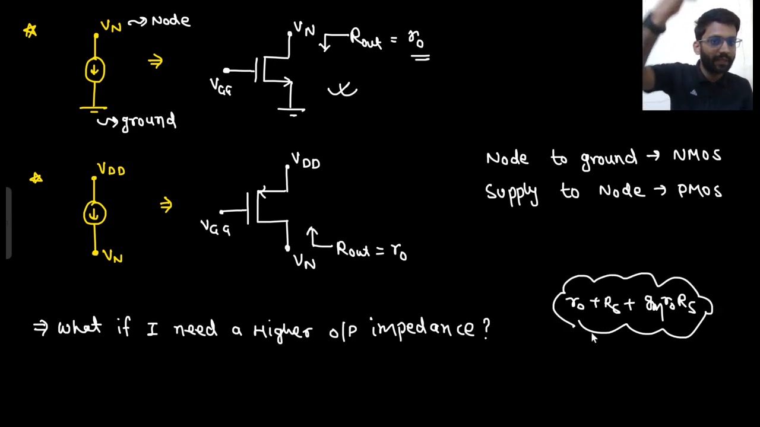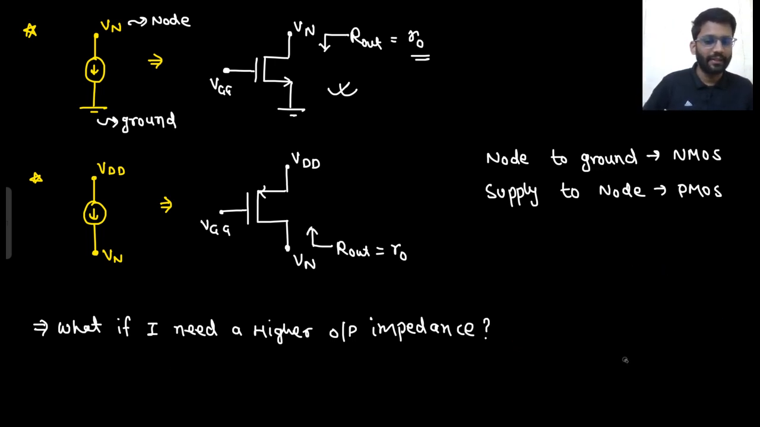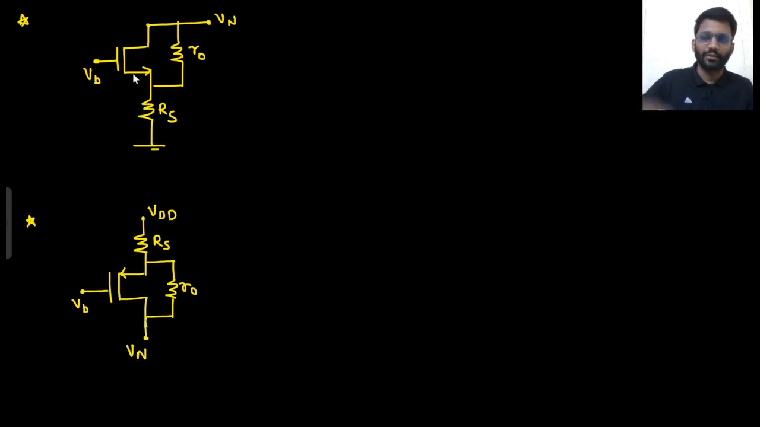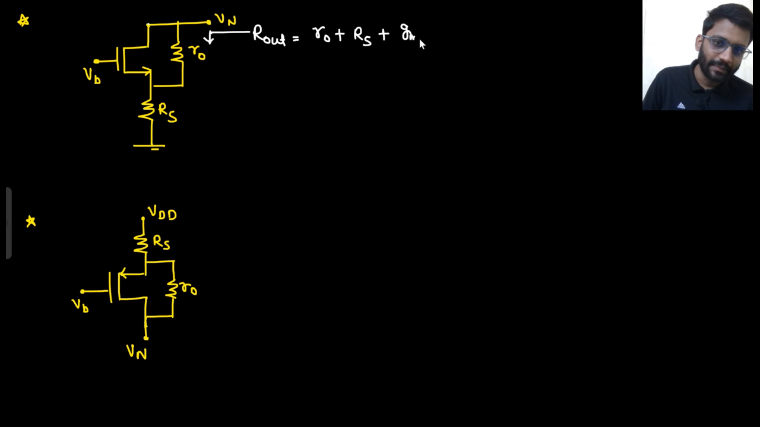If you are going from drain to source and your gate is common, that means this will be the impedance you will be getting. So simply make that circuit and you can use that as a current source. If you are going from drain to source, from this node you will see R out. That would be R0 plus RS plus GM R0 RS, which will nearly be equal to GM R0 RS. Say yes or no.